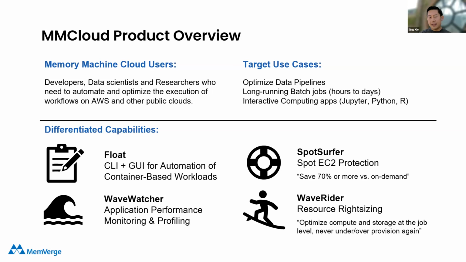And then WaveWriter is basically a way to continuously monitor all of those different Flyte tasks that are being executed by the Memory Machine Cloud service.